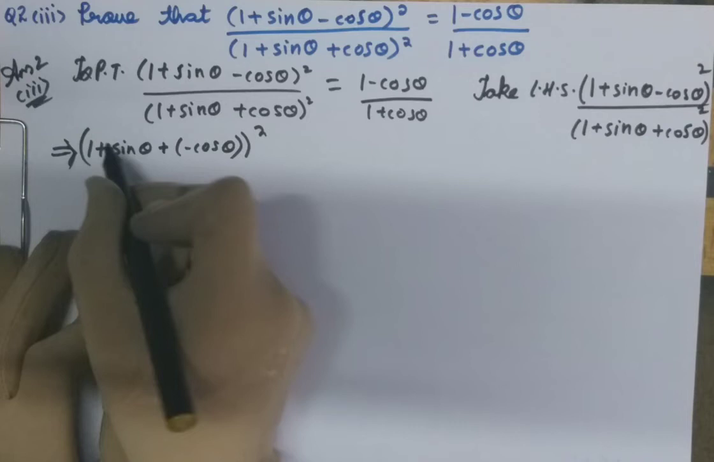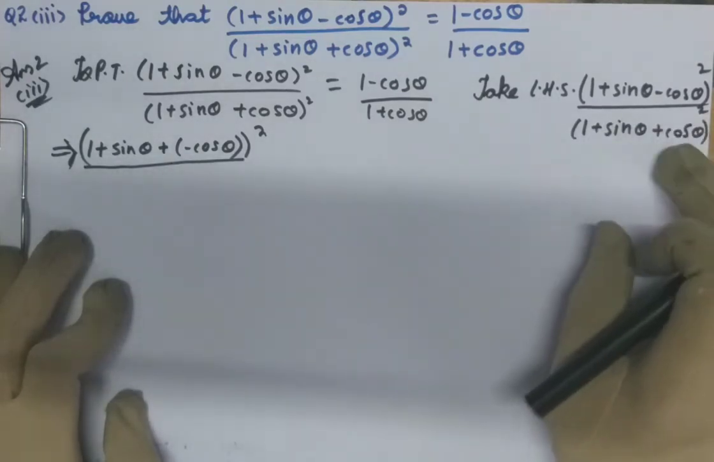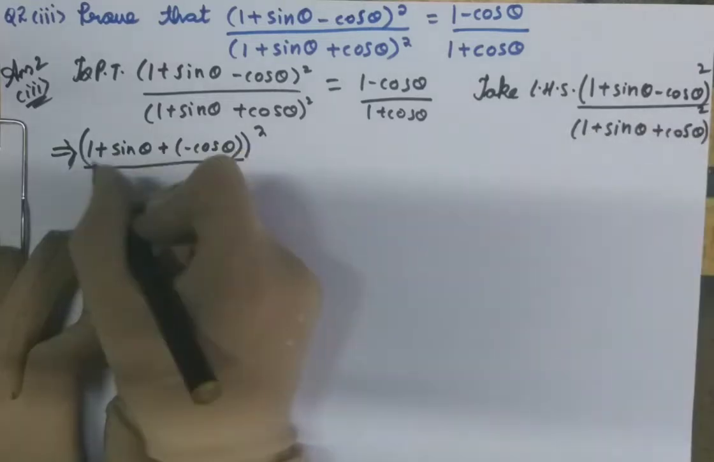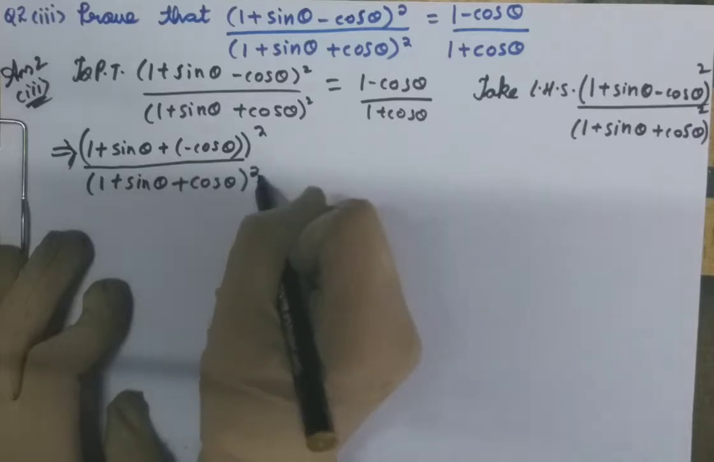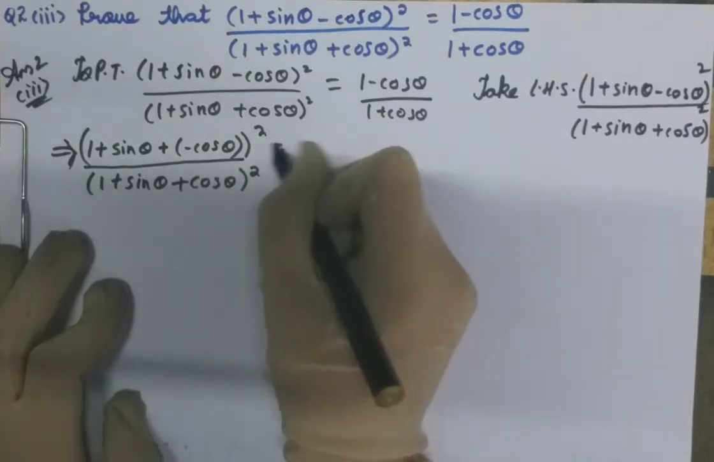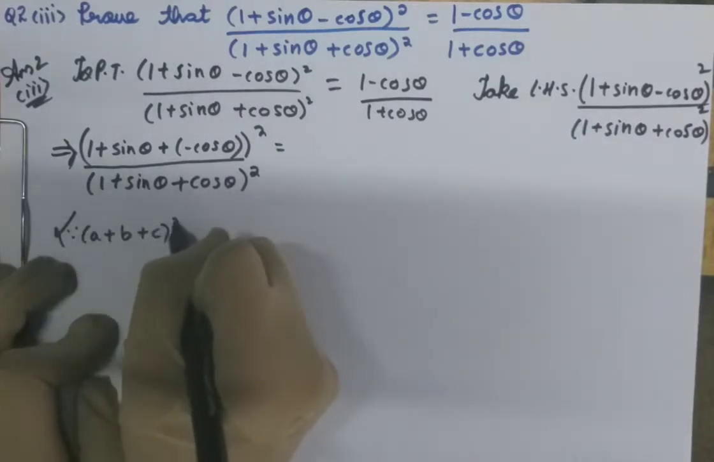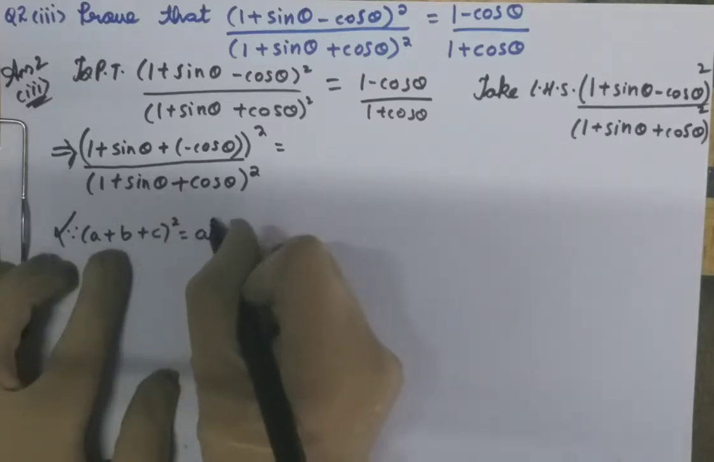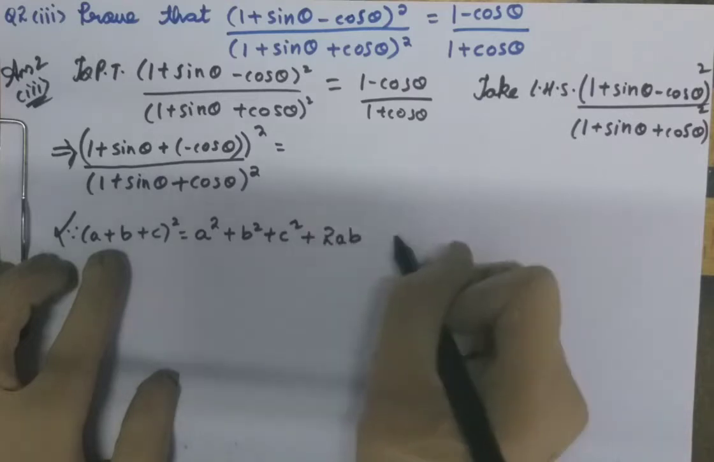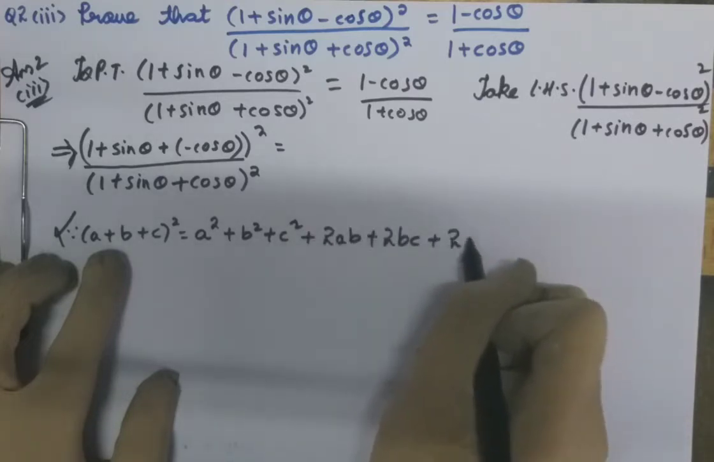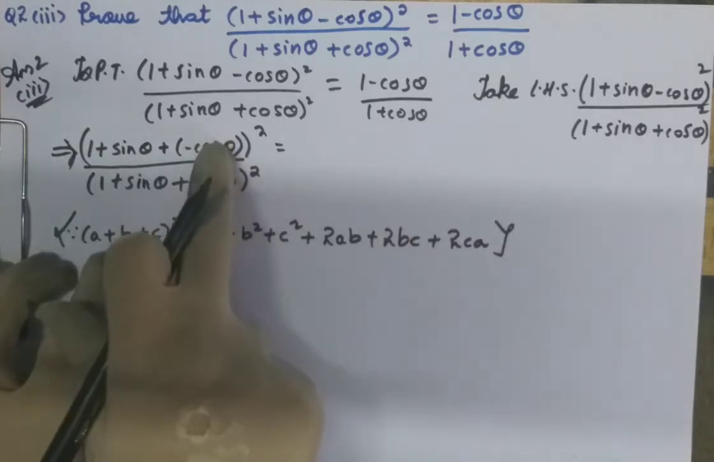We know that, right? Again we can write the denominator as 1 plus sine theta plus cos theta whole square. That is a plus b plus c whole square. Now we know the identity a plus b plus c whole square is equal to, remember, in 9th standard you read this identity, a square plus b square plus c square plus 2ab plus 2bc plus 2ca. So here we can consider a is 1, b is sine theta, and c here is minus cos theta, okay, in the numerator.